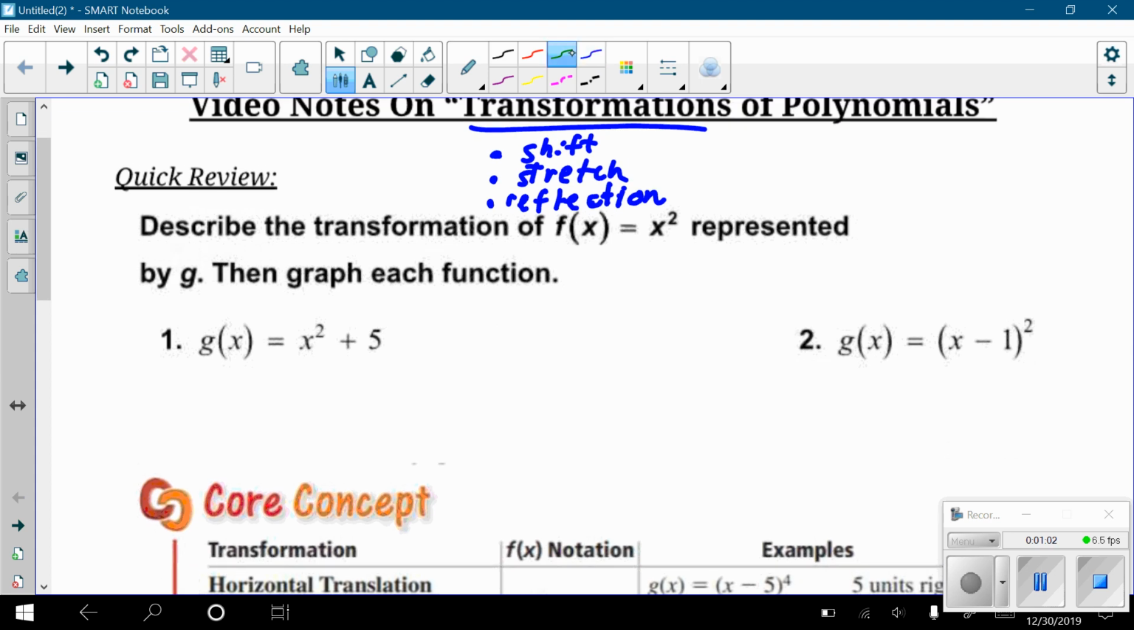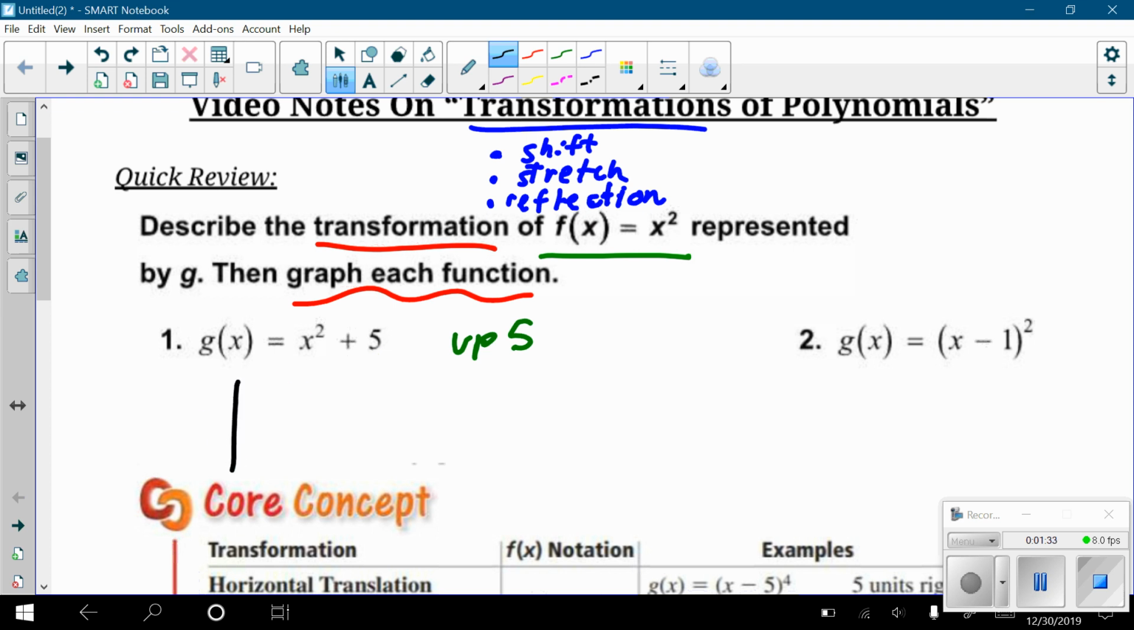Real quick review. Let's say you take f of x equals x squared, your normal parabola, and you write a new function, which is x squared plus 5. The question is asking us to describe the transformation and then graph both of those. I hope we remember a plus 5 on the outside moves it up 5. Those outside transformations are vertical. It's outside the parentheses, and they work normal. Like a plus 5 goes up 5 and a minus 5 goes down 5.